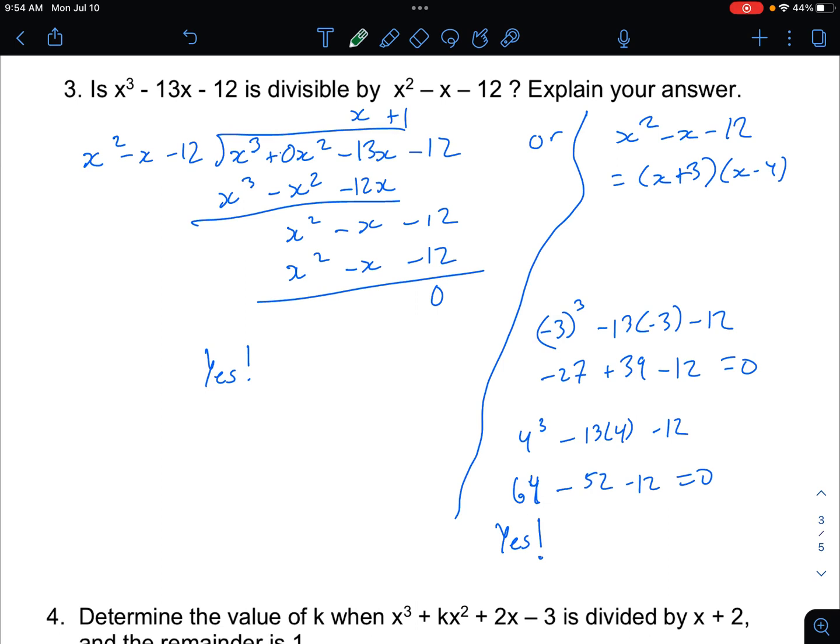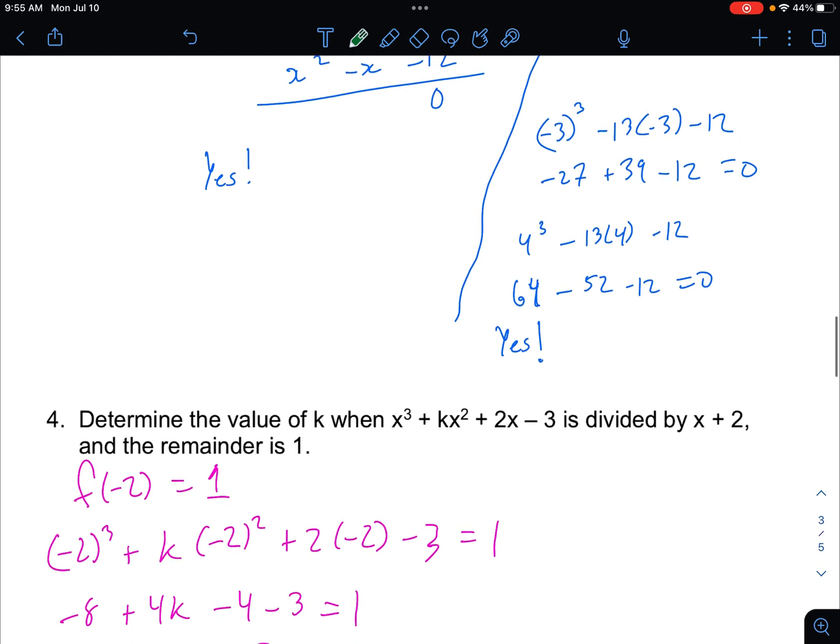And then the other way that I saw, so I wrote it down as well, was if you factor out your second one, you get x plus 3 and x minus 4, and then what I did was I just used the factor theorem and plugged in those 2 parts there, and because they are factorable by that, it would tell me that there's going to be no remainder left over.